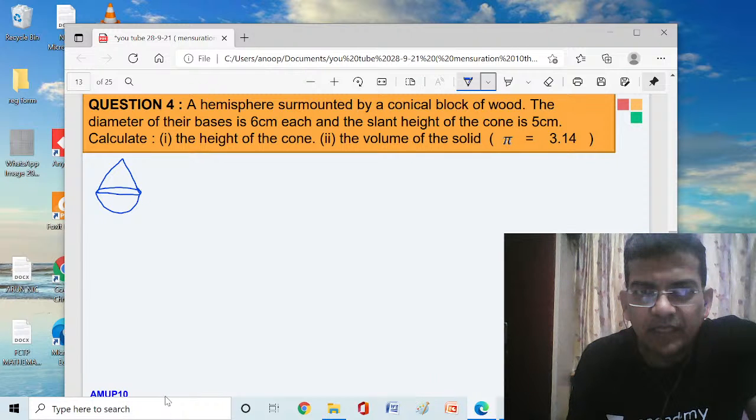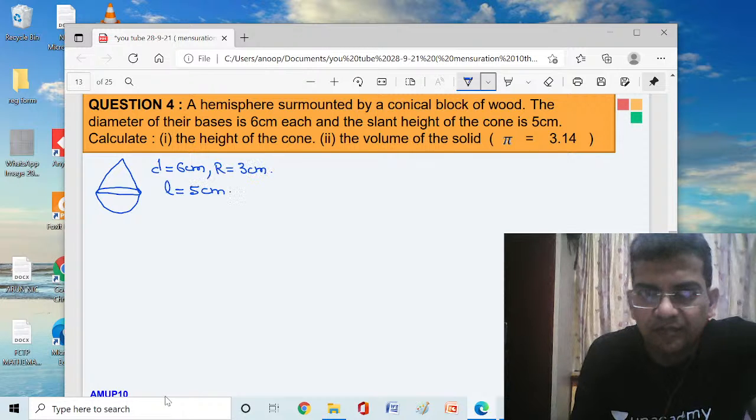The diameter of their base is 6, so diameter for both is 6. If diameter is 6, so you can say radius for both will be 3. And the slant height of the cone is 5 centimeter. Now we have to find the height of the cone. See, we have this relation l square is equal to h square plus r square.